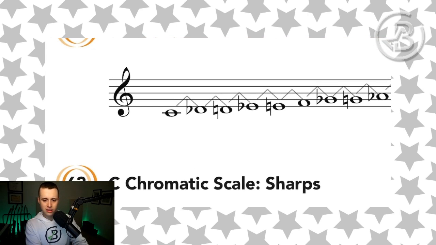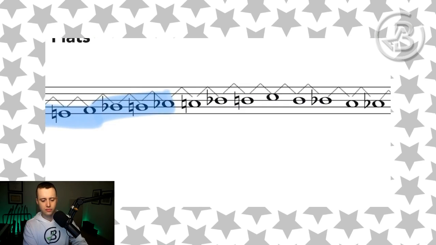We start on C, then we have D flat, then D, then E flat, then E, then F, then G flat, then G natural, then A flat, then A natural, then B flat, then B natural, then C. All right, there you go. We started on C4, we ended on C5. That's an ascending C chromatic scale.